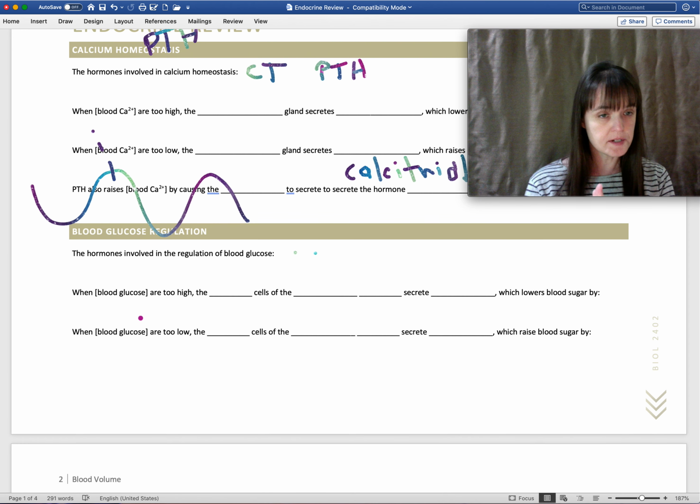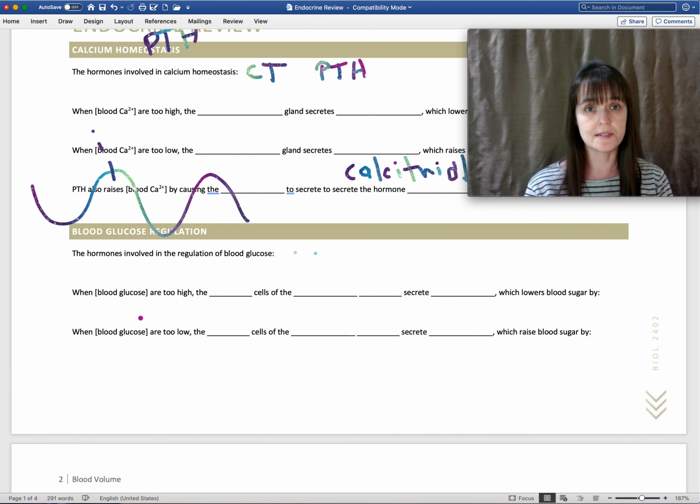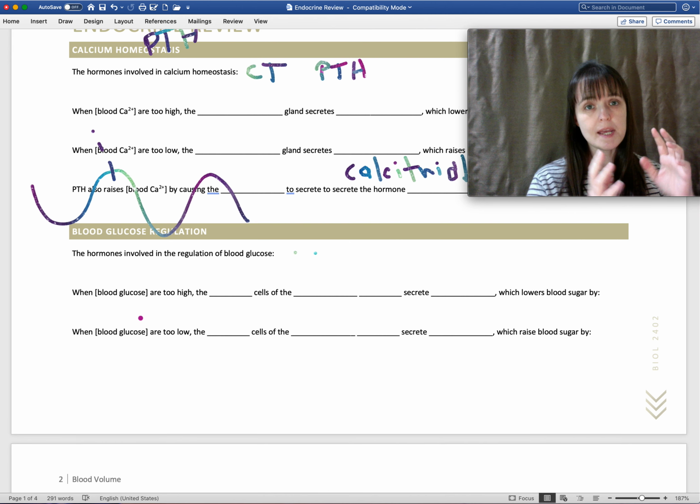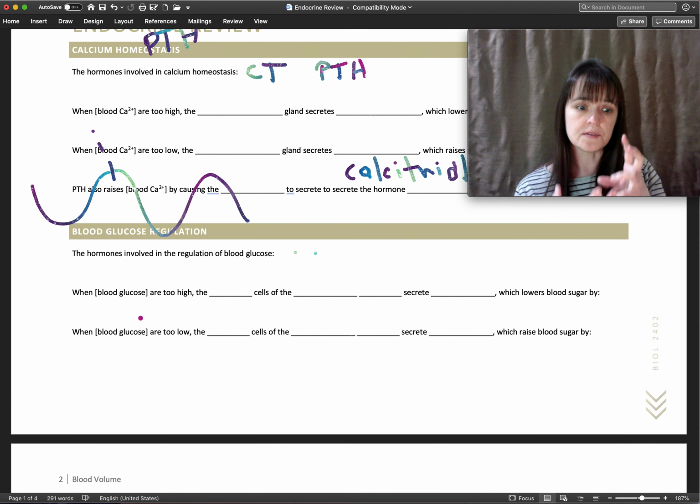When blood glucose concentrations are too high, the beta cells of the pancreatic islets release insulin. And that lowers blood sugar by making the blood sugar go into the cells.